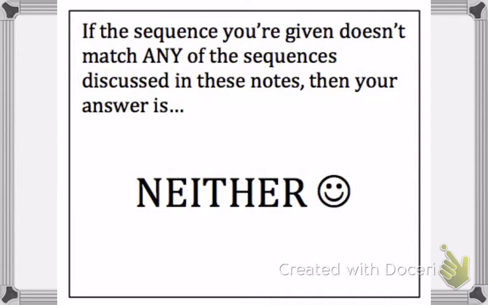Okay, so lastly, if the sequence that you're given doesn't match any of the sequences discussed in these notes, then your answer is neither.